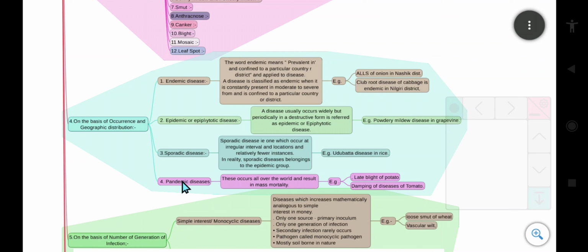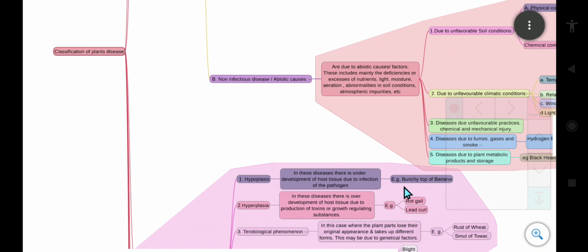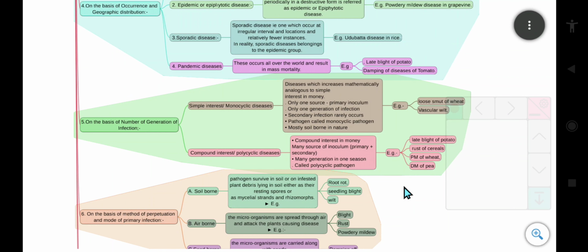The fourth one is pandemic diseases. This occurs all over the world and results in mass mortality. Its examples are late blight of potato, which is a famous example, and the second one is damping off disease of tomato. The fifth one is the classification of plant diseases on the basis of number of generations of infection. The first one is simple interest or monocyclic diseases. These diseases increase mathematically analogous to simple interest in money.